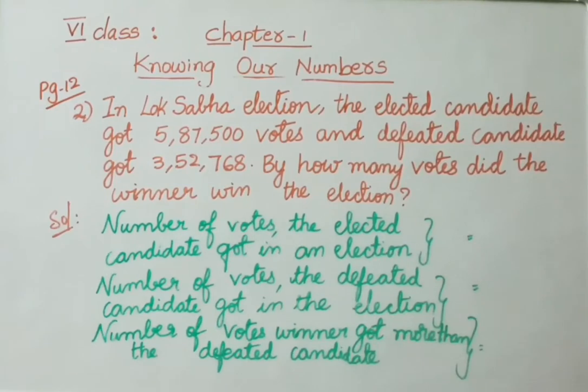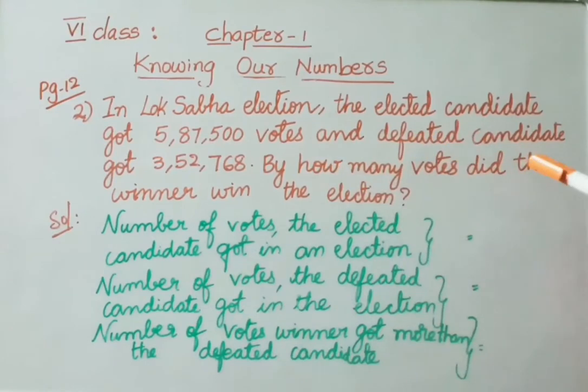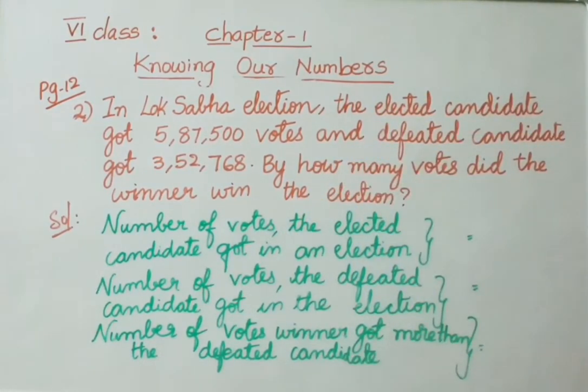So what they said, there is an election, so 2 candidates participated in that. The elected candidate got 5,87,500 votes and the defeated candidate got 3,52,768. So now what we have to do? We are supposed to find how many votes the winner got more than the defeated candidate. So what we have to do? We need to do subtraction here.